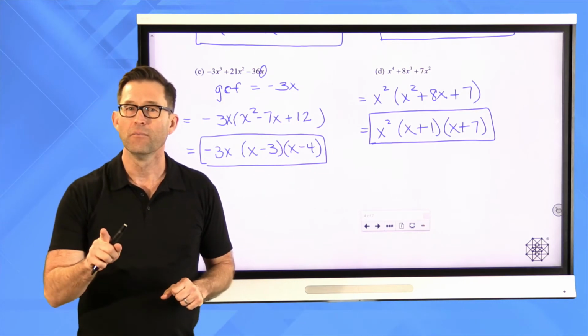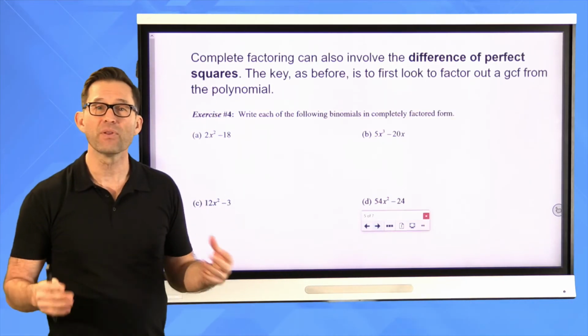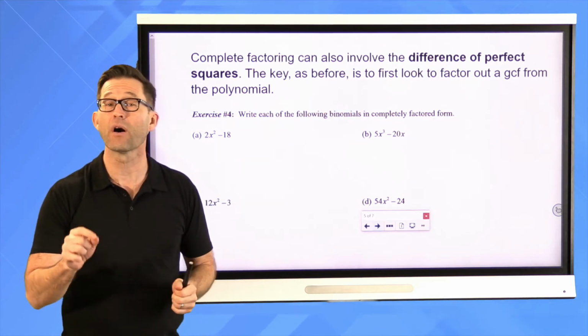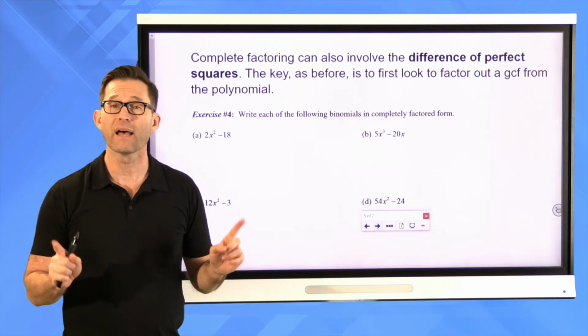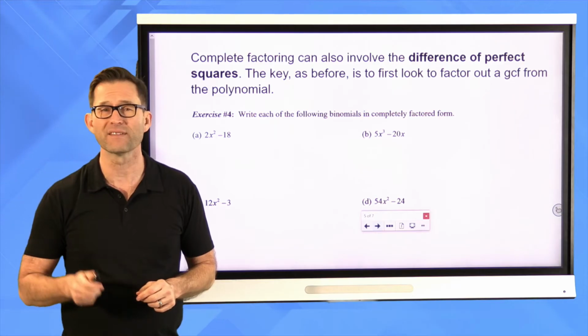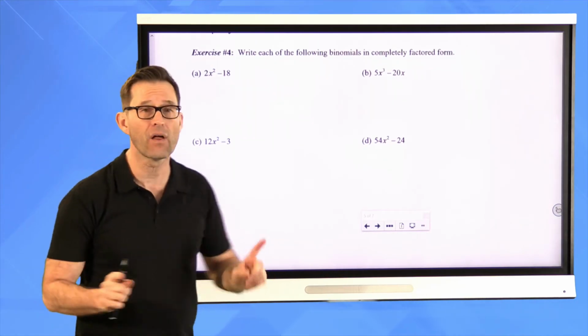All right. Now we've been concentrating on ones where we've got a trinomial that we're trying to factor completely. But there's one other situation we need to take a look at. Complete factoring can also involve the difference of perfect squares, which we saw a few lessons ago with conjugate pairs. Now the key, as before, is to first look to factor a GCF out from the polynomial. That's absolutely critical. You don't want to try to factor until you've done that.